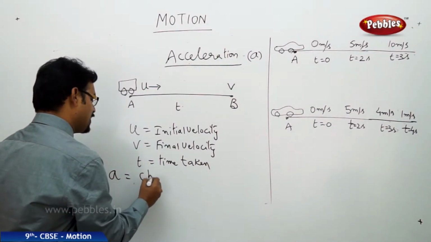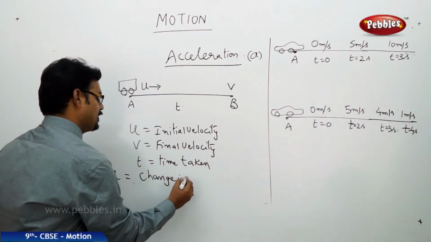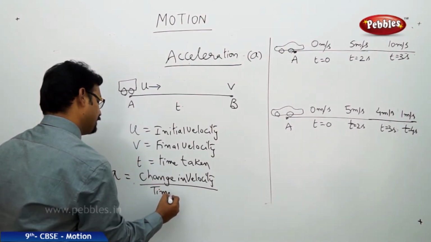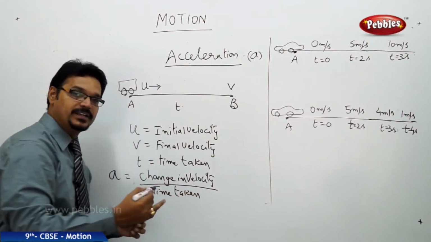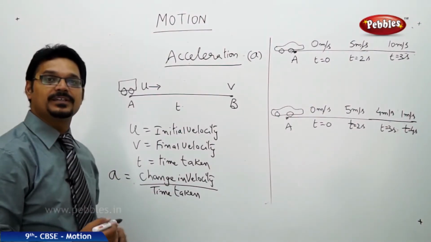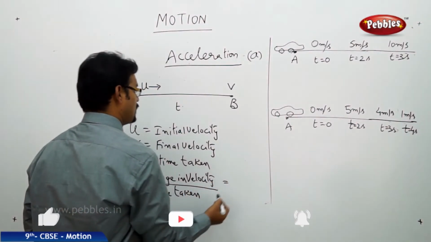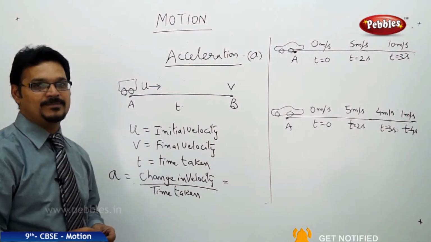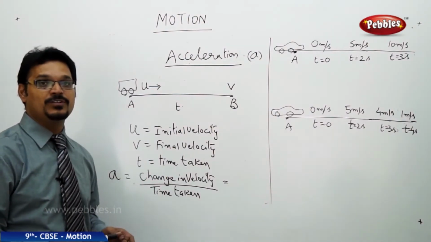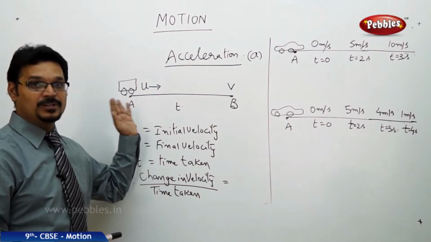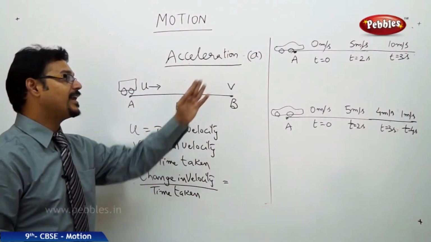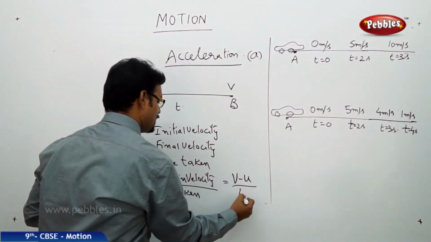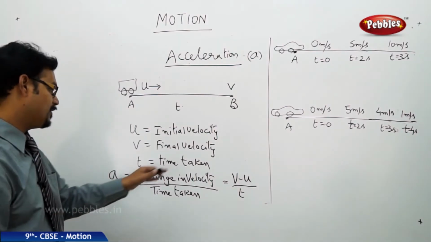Acceleration is defined as change in velocity divided by time taken. See how simple the definitions are. Change in velocity by time taken. So what does change in velocity mean? Is it u plus v, or v plus u, or v minus u? Whenever we say change, we always subtract the initial value from the final value, so I can say final minus initial. So it is v minus u divided by t. This is the acceleration formula: a equals v minus u by t.